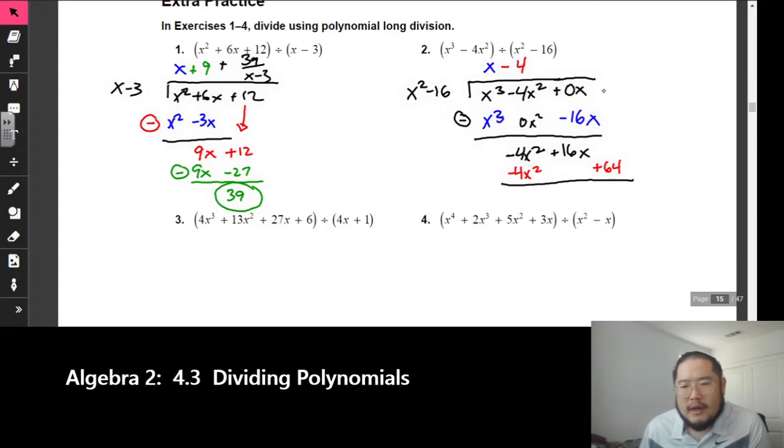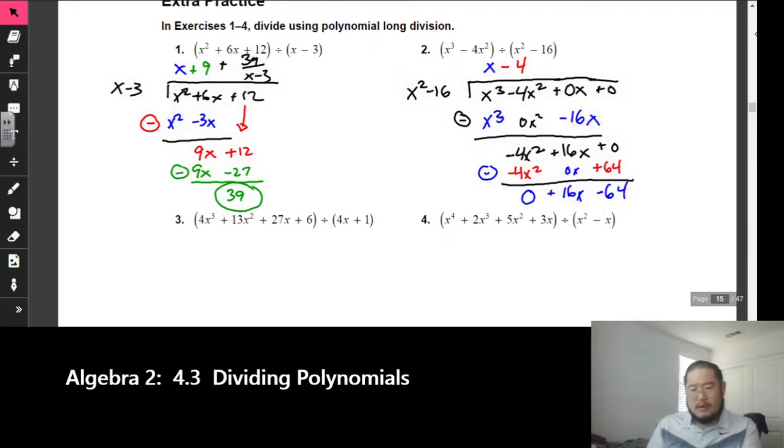And then we're going to have to put plus 0 and add that to our problem right here. All right, so we've got quite a few things going on. We're going to go ahead once again and subtract right here. So negative 4x squared minus negative 4x squared gets us 0. We've got 16x minus 0x, so that's going to get us 16x. And then we have 0 minus 64, and that'll be negative 64 right here.